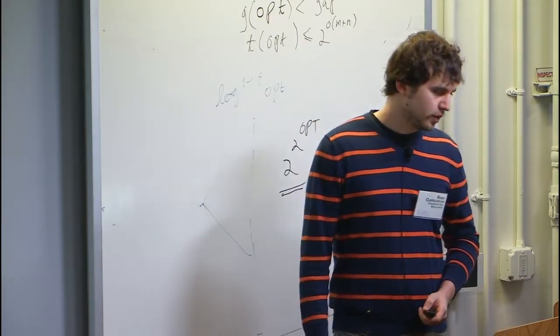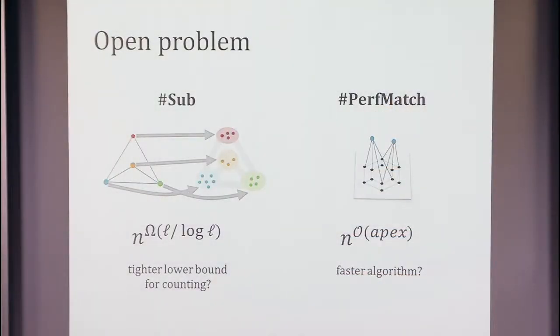And then another thing would be if you can improve this lower bound, which is known for this problem of deciding whether a graph has a colorful subgraph on L edges. There you have this lower bound of n to the omega of L over log L. Can you get an improvement if you're considering counting instead of deciding? And also, can you get a faster algorithm for counting perfect matchings parameterized by apices?